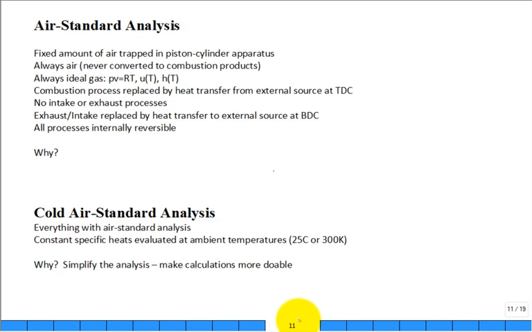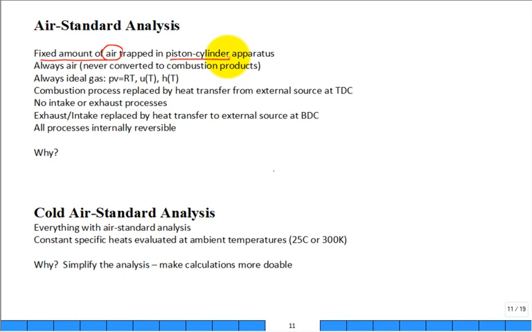Let's save some potential confusion for later. All right, air standard analysis. Well, this is too complicated of a system, so we have to make some assumptions so we can make it solvable. We want to make it a simpler system to analyze. So we're going to focus our study on a fixed amount of air that's trapped in the piston cylinder. Forget the intake, forget the exhaust.